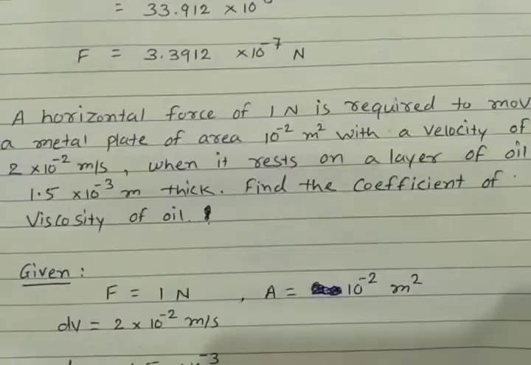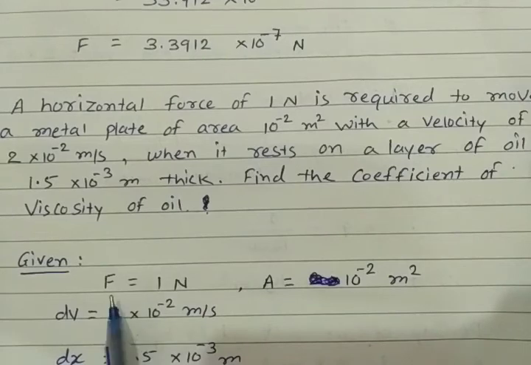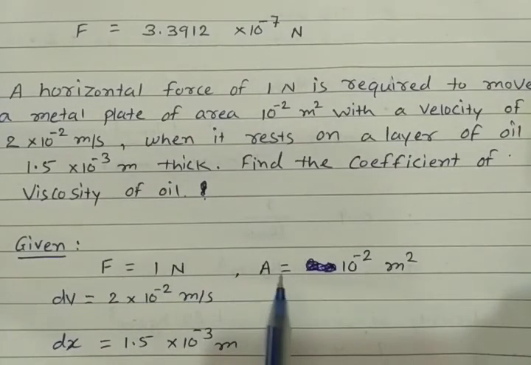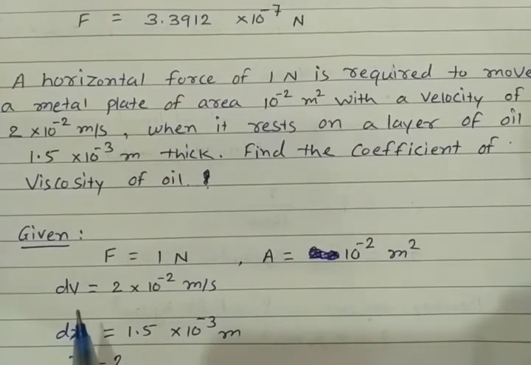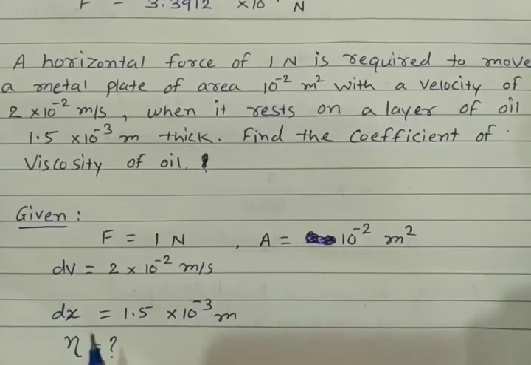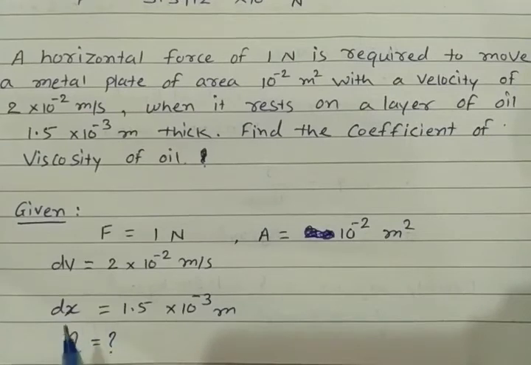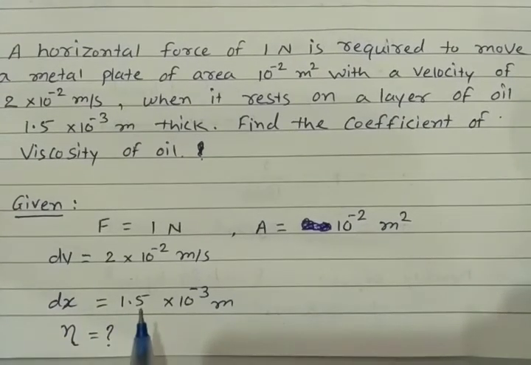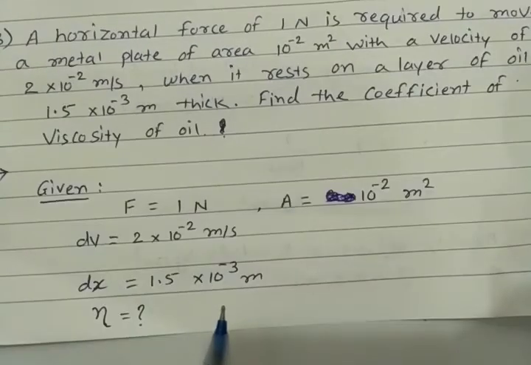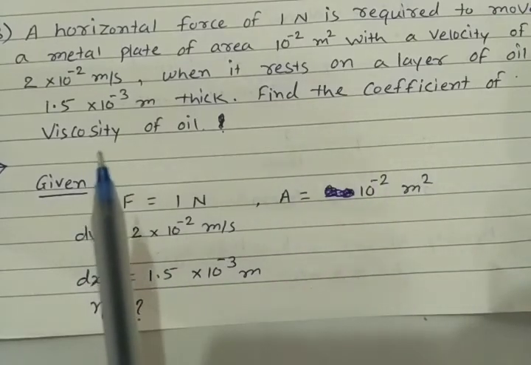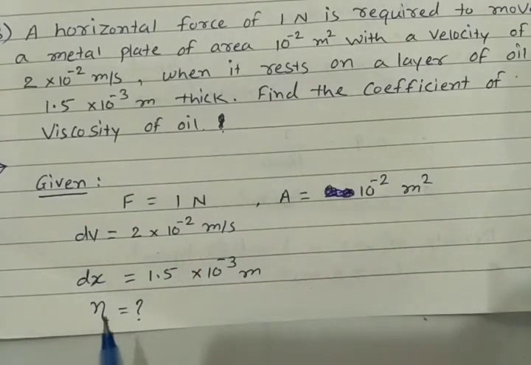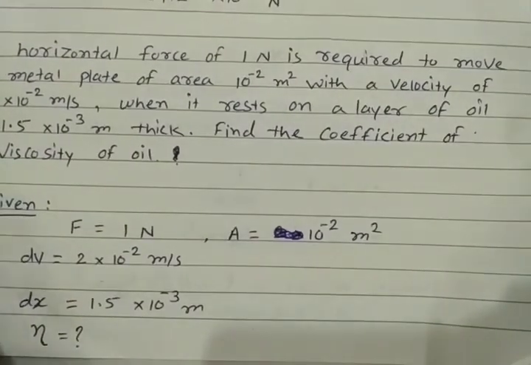What is given in this numerical? We have horizontal force 1 Newton, area is 10 raised to minus 2 meter square. The velocity dV is 2 into 10 raised to minus 2 meter per second, and the distance, that is the thickness of the layer of oil, is represented by dx, and it is 1.5 into 10 raised to minus 3 meter. And we have to find the coefficient of viscosity, which is represented by eta. So these are the given things.